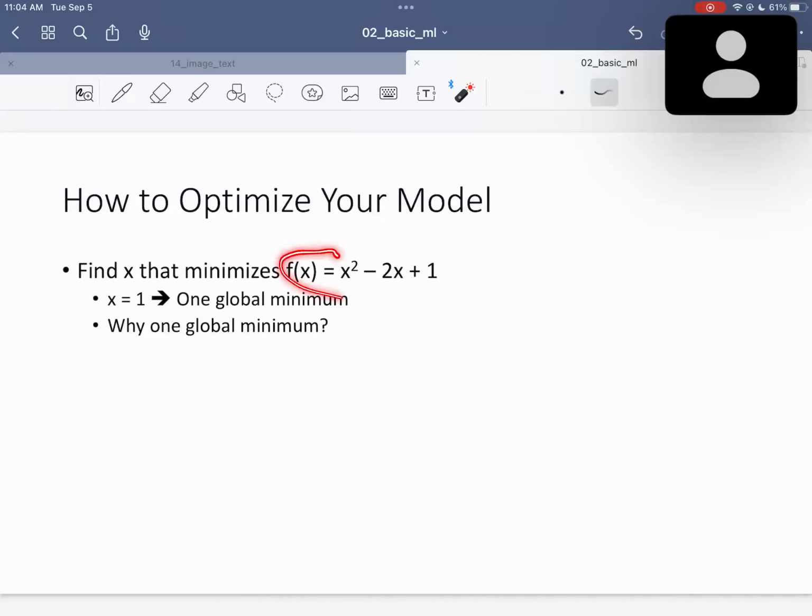So if we have a function like this, then you know that x equals 1 is the one that minimizes the output of this function f, right? When x is 1, then the output, which is f(x) or y, is at the minimum. And we know that this is the global minimum. Out of all the values this function can have, there's only one place that gives you the minimum. So it's a global minimum. It's a minimum everywhere, right? So the question is, why one global minimum? How do we know that there is only one global minimum in this function?